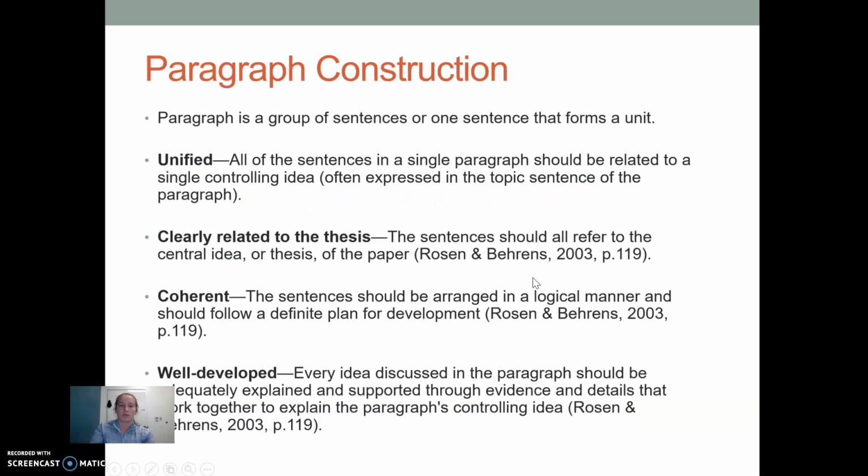So we all know what a paragraph is. If you don't, then we have some problems. Please come see me. But I'm pretty sure we all know what a paragraph is. Basically, it's a bunch of sentences put together that form a unit that talk about the same thing. It's really important. As we see here, there are 4 keys in a paragraph, and the first is that the sentences are unified.